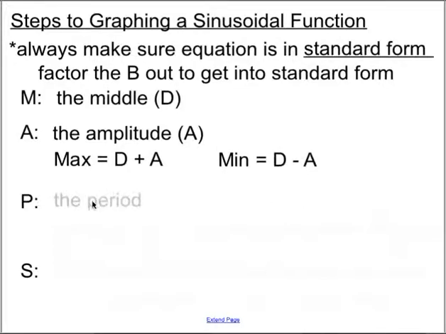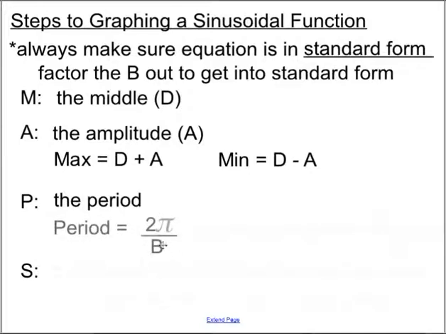The P stands for the period, and now this is not given in the equation. We have to use something from the equation in order to determine the period. And so we are going to use the equation 2 pi divided by b.